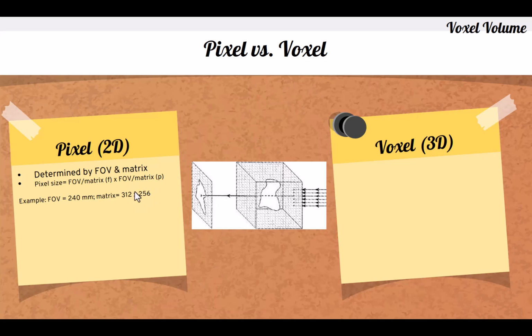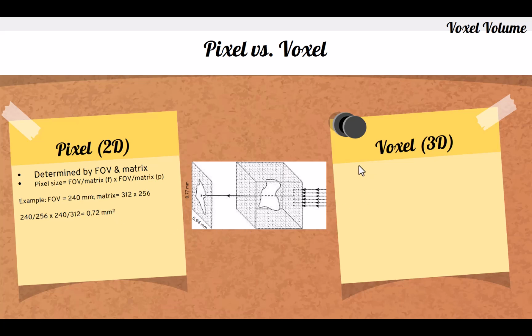And remember, the smaller number is always going to be your phase direction because you want to reduce your scan time. So you take 240, which is your field of view, divided by 256, times 240 divided by 312. And this comes out to 0.72 millimeters squared. And remember, your unit for pixel size should always be millimeters squared.